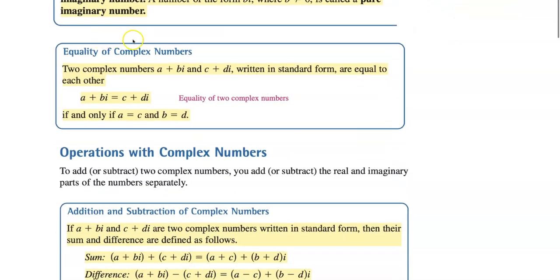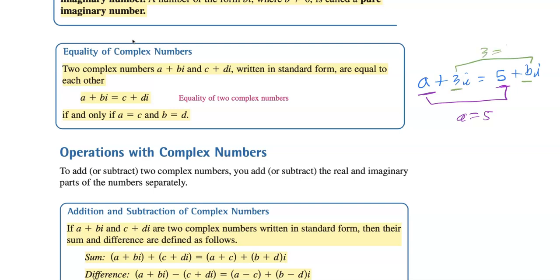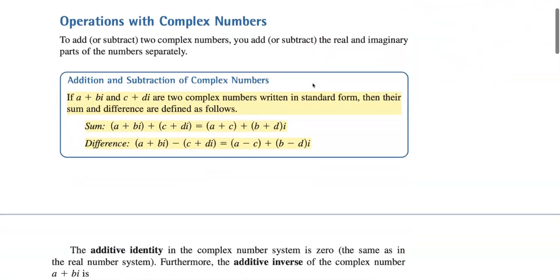The equality of complex numbers: if I give you a + 3i equals 5 + bi, and these are equal, that means the real part has to equal the real part, and the imaginary part has to equal the imaginary part. That's all that means. If you have two complex numbers equal to each other, their parts are equal: the real parts are equal and the imaginary parts are equal. So how do you add and subtract complex numbers?